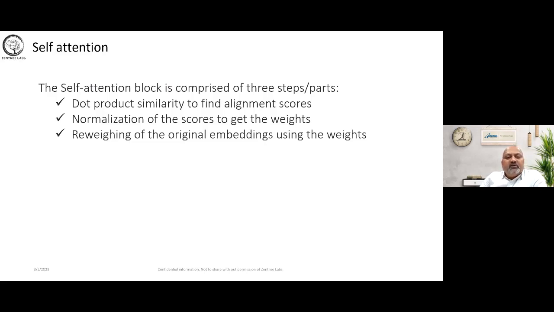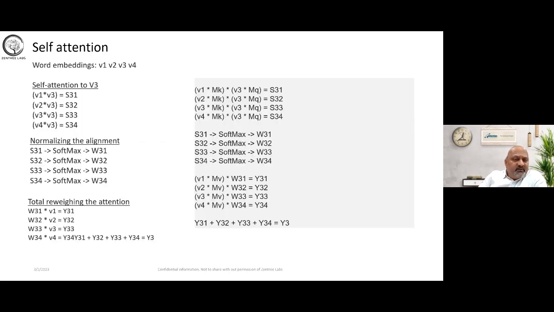Then the normalization of the scores to get the weights. Once we get these dot products, you want to bring them into a scale so that the dynamic range will not vary too much. Then reweighing of the original embeddings using the weights. So the original embeddings of the words, mixed with the positional information, are reweighed with these normalized weights. These are the three steps; we can abstract the self-attention model into these three steps.